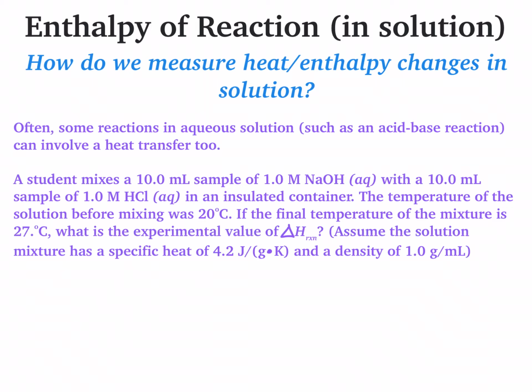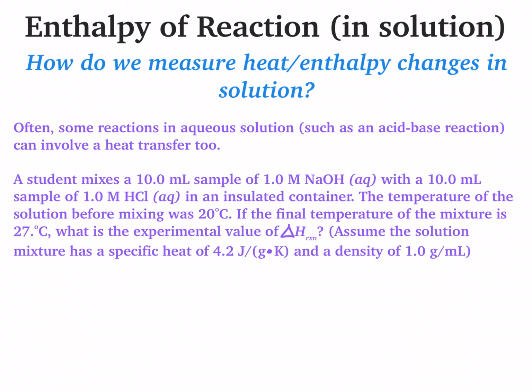If the final temperature of the mixture is 27 degrees Celsius, what is the experimental value of delta H of reaction? And then it says to assume the solution mixture has a specific heat of 4.2 joule per gram times Kelvin, which is just like 4.18, except we're pretending that this is the same value as for water. The only difference here is Kelvin. Now, don't freak out because Kelvin's here and degrees Celsius is here. You're not going to make any changes, and I'll show you why. But it also tells you this: the solution mixture has a density of 1 gram per milliliter. Now, why is that important?